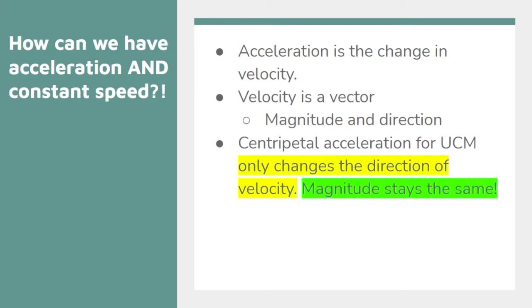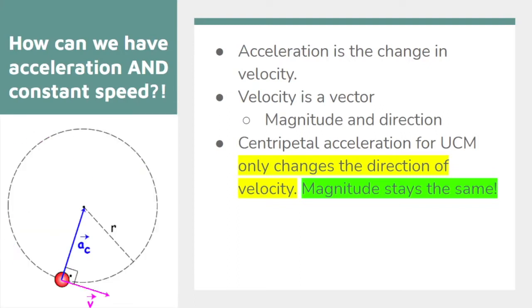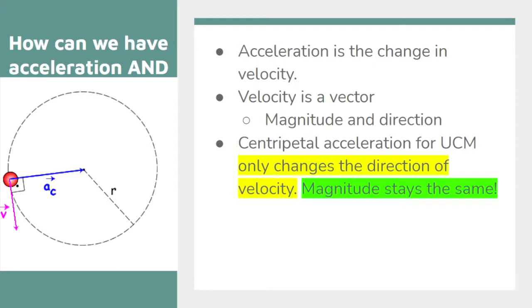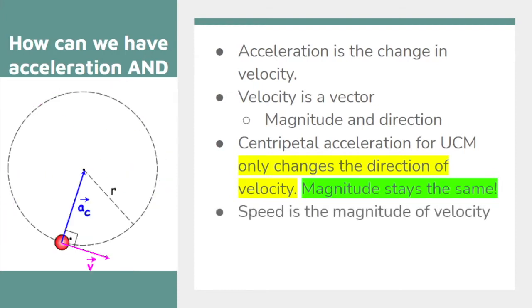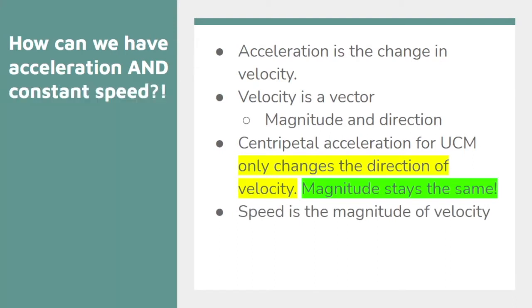Centripetal acceleration, the one that we're talking about for uniform circular motion, only changes the direction of that velocity. Because we're moving in a circle, we're constantly changing our direction. But the size or the magnitude of that velocity is never changing. It is staying the same the entire time. And like we said, since speed is the magnitude of velocity, speed does not change. It will remain constant in uniform circular motion.